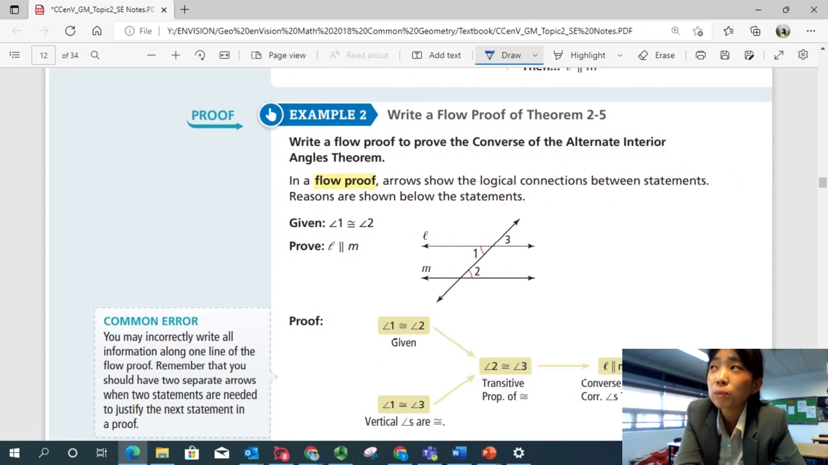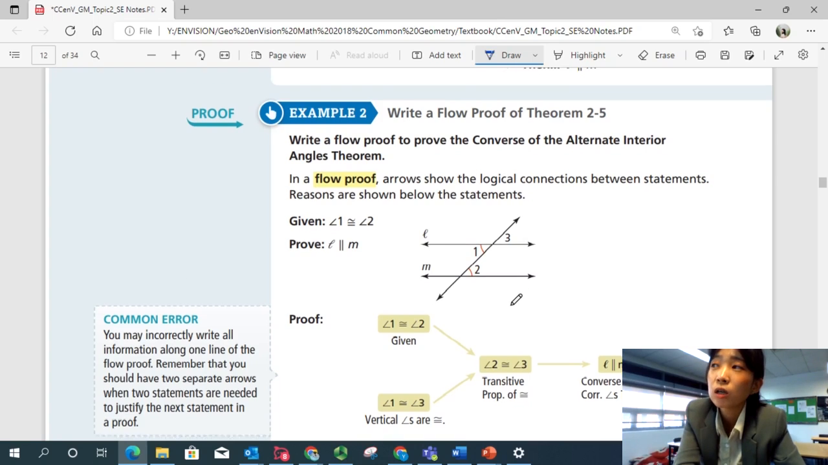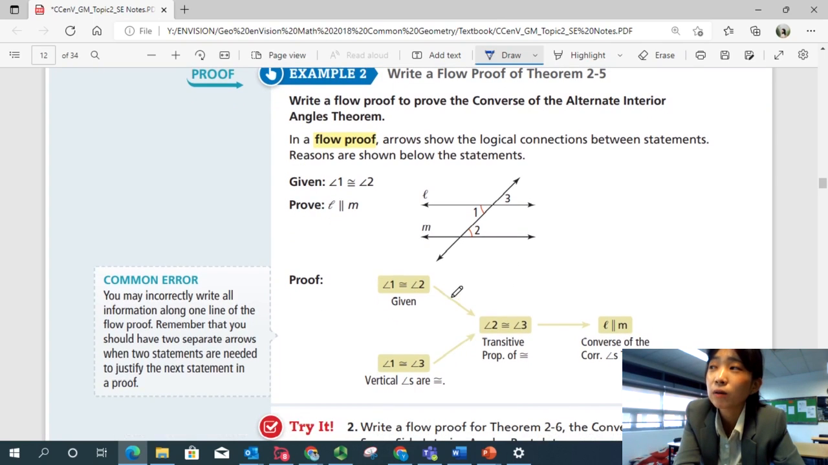We're going to write a flow proof of theorem 2.5. What is a flow proof? In a flow proof, arrows show the logical connections between statements. But you have a chart. Okay, your reasons are shown below the statements. And you have to have an arrow, right? Or arrows. So you have a statement, and then your reason is below your statement, and then that idea leads to another statement. So draw an arrow from that.